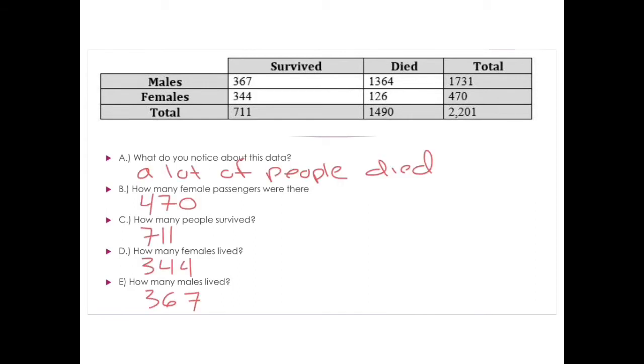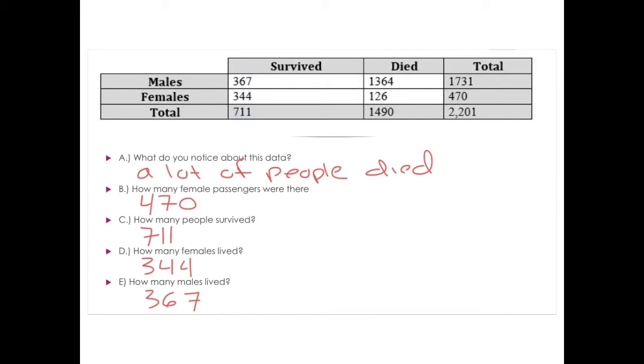All right, so our first question we have here is, what do you notice? And for the most part, what I notice is a lot of people died. 1,490 out of the 2,201 people. Second question, how many female passengers were there? So we're looking for the total number of females, which means I go to my female row, go all the way over to the end, and that is the total amount of females that I had. How many people survived? Once again, total amount of people. So I go to my survived column, go down to the very bottom, and I know that 711 survived.